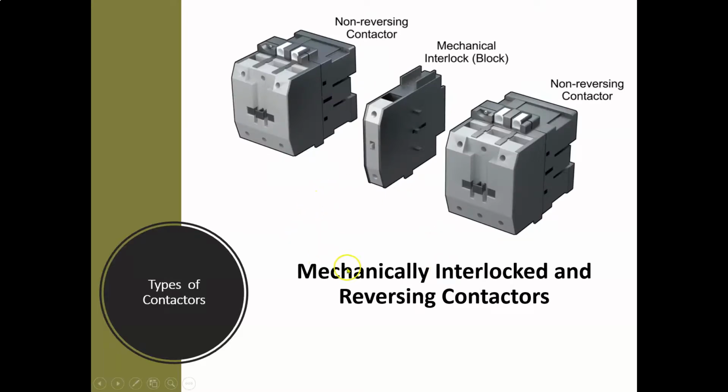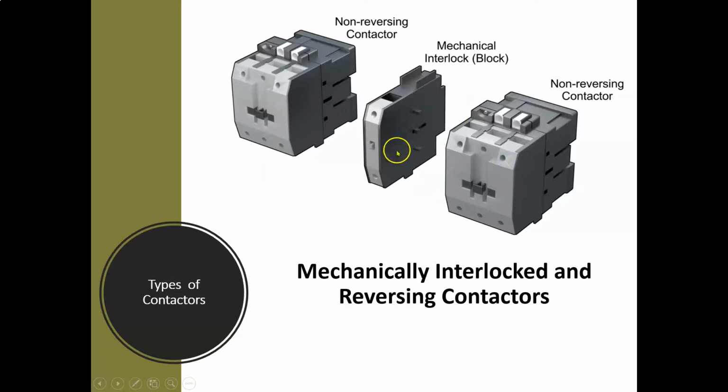Right? So they also have mechanically interlocked and reversing contactors. So how do I explain mechanically interlocked? You have a non-reversing contactor, so just a plain Jane contactor. You energize a coil, it's going to shut or open contacts. Done. Then you have the same thing on this side. So just two of them. They're plain Jane non-reversing contactors.